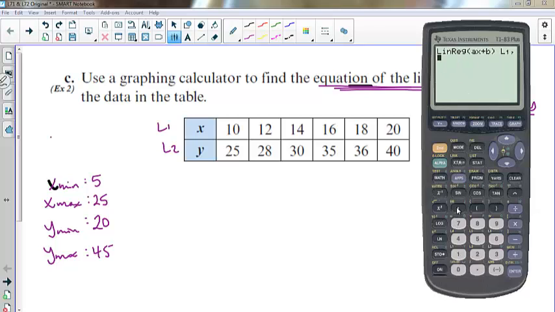I need to put a comma between L1 and L2. On the blue calculator, that's to the left of the 4. On the bigger calculator, it's above the 7. Now I'm going to do the same thing. So second list. And I'm going to choose what now? L2. Now I can hit enter.